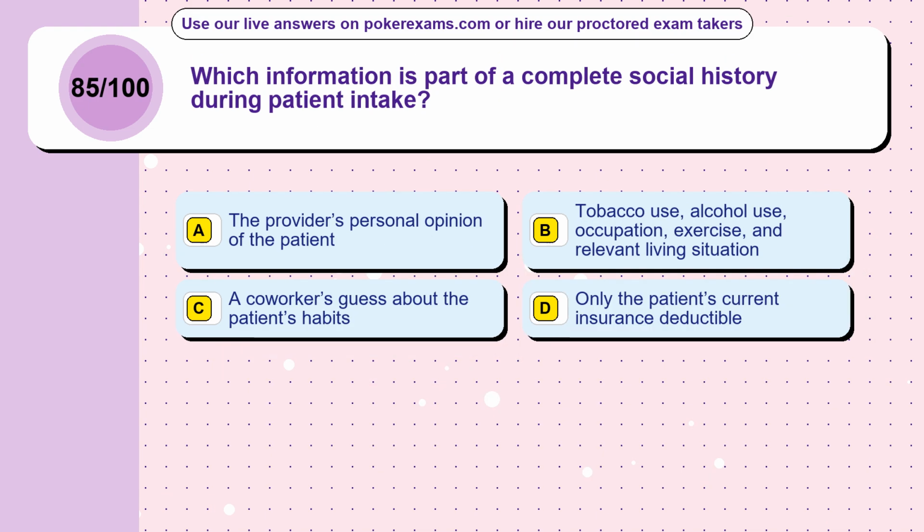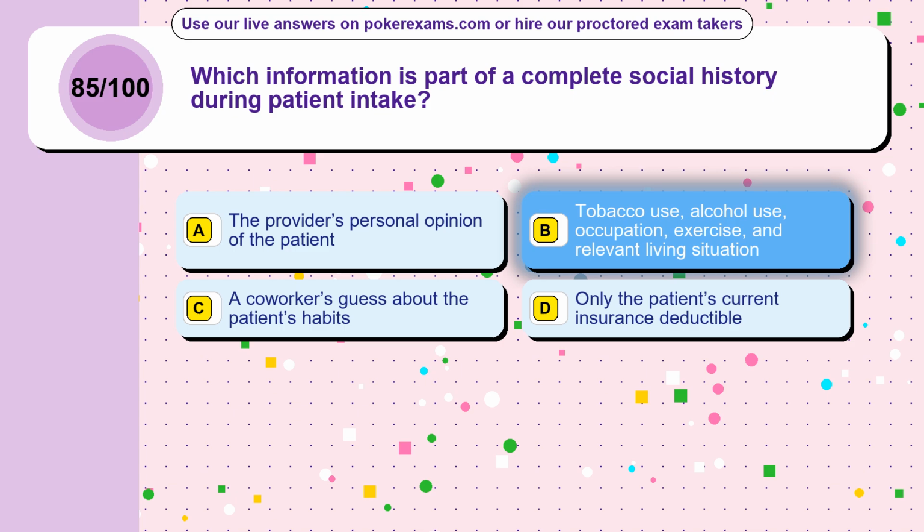Question 85. Which information is part of a complete social history during patient intake? Option A. The provider's personal opinion of the patient. Option B. Tobacco use, alcohol use, occupation, exercise, and relevant living situation. Option C. A coworker's guess about the patient's habits. Option D. Only the patient's current insurance deductible.